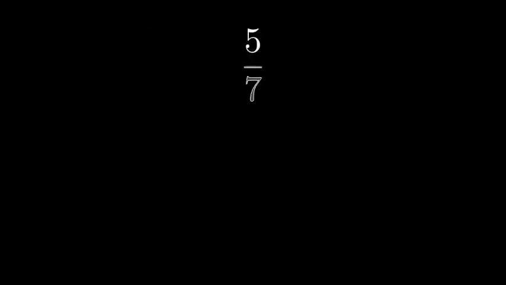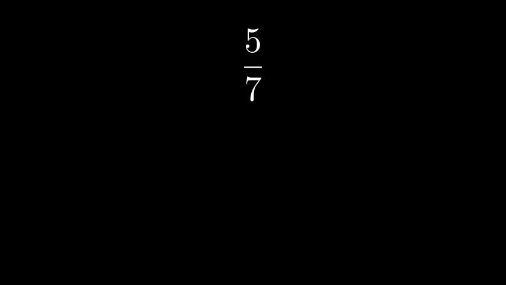Hello! Today, we'll explore how to find equivalent fractions for the fraction 5/7. Equivalent fractions are fractions that represent the same value, even though they have different numerators and denominators. Let's dive into it. To find an equivalent fraction for 5/7, we multiply both the numerator and the denominator by the same number. This does not change the value of the fraction.